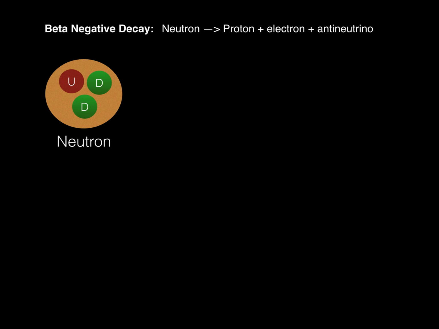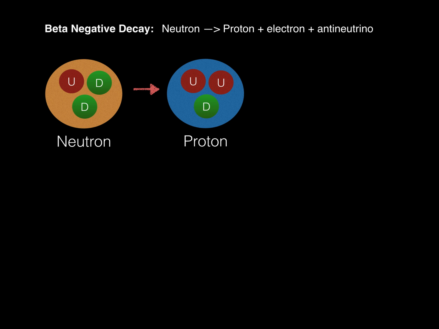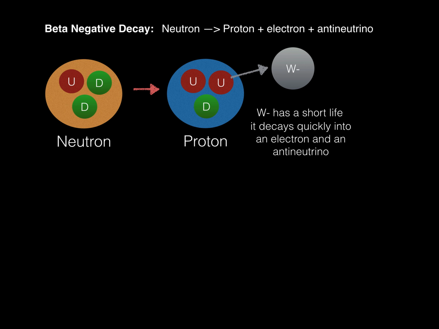In beta negative decay, a neutron turns into a proton and releases an electron and an antineutrino. So we start with a neutron, and the neutron turns into a proton as one of its down quarks turns into an up quark. The quark that changes releases a W minus particle, the force transmitting boson for the weak force. The W minus particle has a short lifespan. It decays quickly into an electron and an antineutrino.